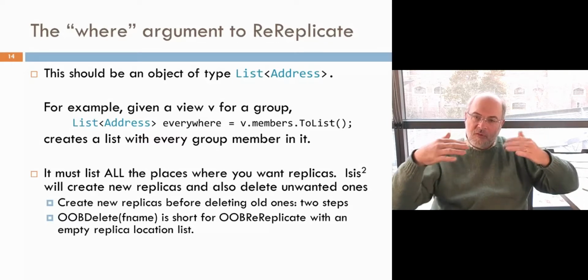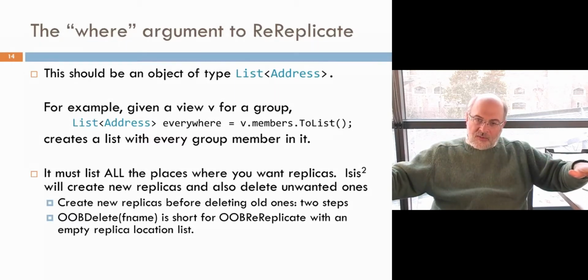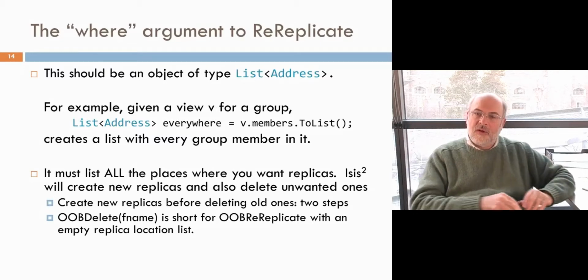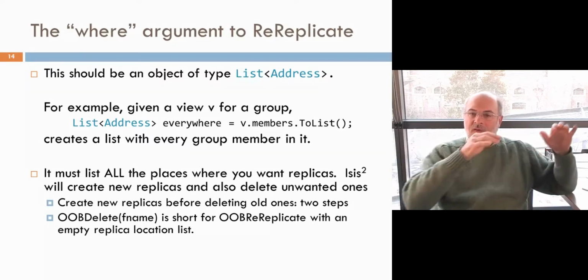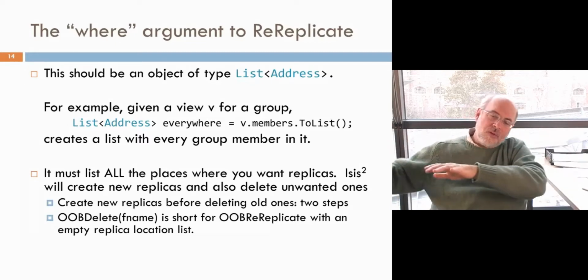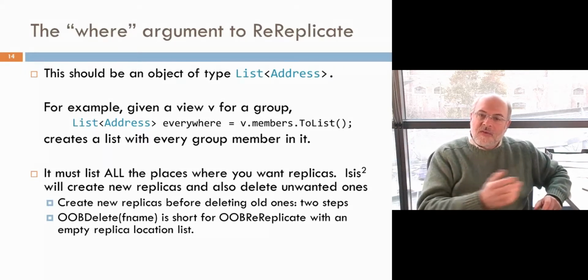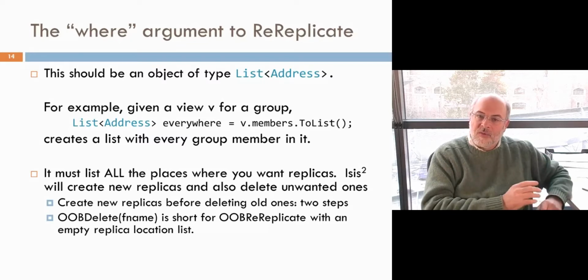You would have to do it in 2 steps. First, change the replication pattern, then delete the old copies. Because if you ever went through a period where you're re-replicating and you've deleted the old copies, but the new ones are supposed to still be created, in that situation, ISIS will notice that there's an error and it will throw an exception.